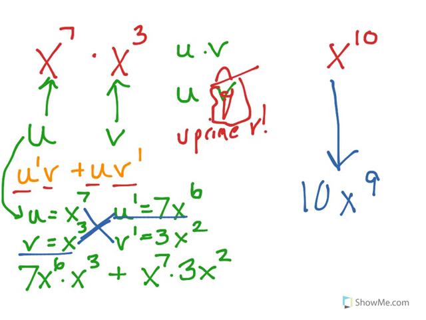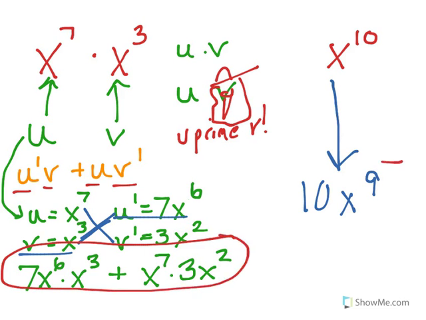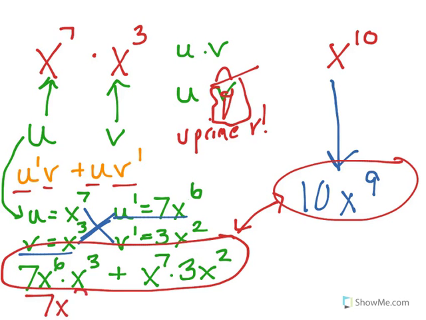Now, what we're hoping, and this answer is correct and does not have to be simplified, is that this answer is really equal to this answer right here, even though they're in two different forms. Let's take a look and see. So 7x to the 6th times x to the 3rd is the same as 7x to the 9th. And the next one is equal to 3 times x to the 9th. And if we add those together, we get 10x to the 9th. So the derivative using the product rule matches the derivative if I combine it together first.